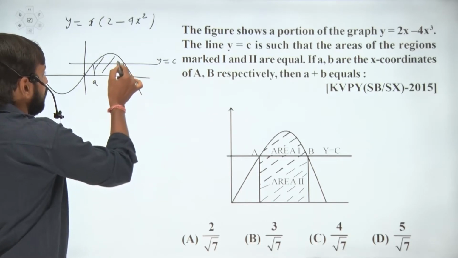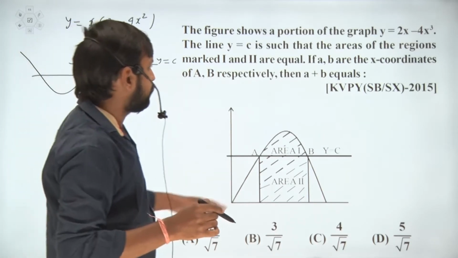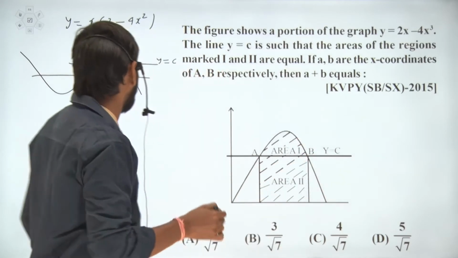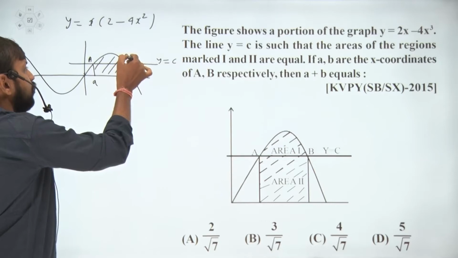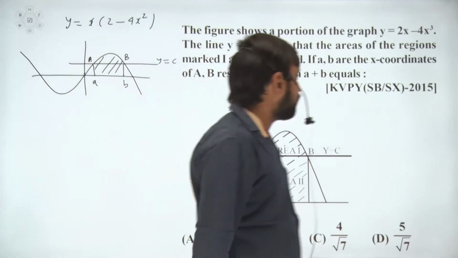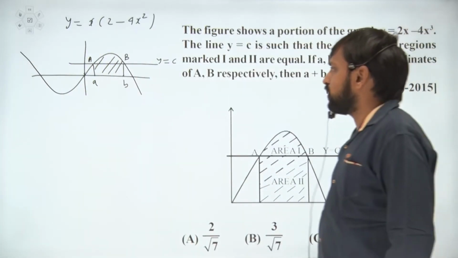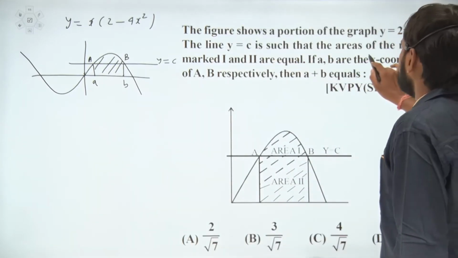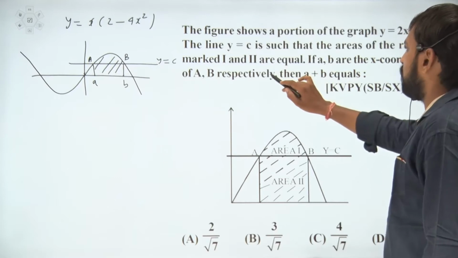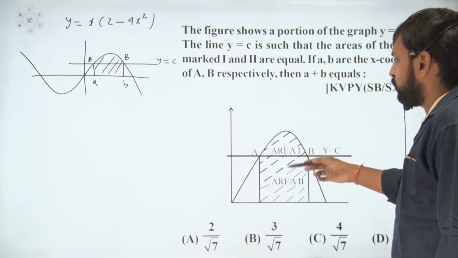Now we have to calculate that area. We are given A1 and A2, and the coordinate of a is the point small a and the coordinate of b is the small b. Now the question is saying the line y equal to c is such that the area of the regions marked 1 and 2 are equal, meaning these two areas are equal.